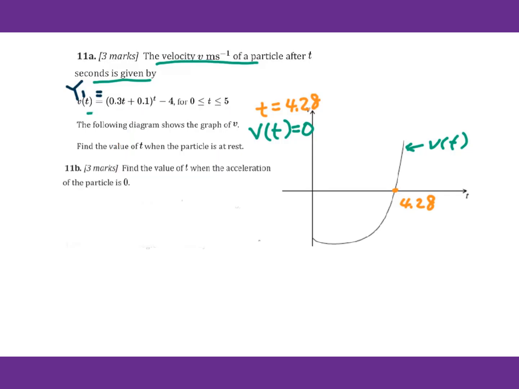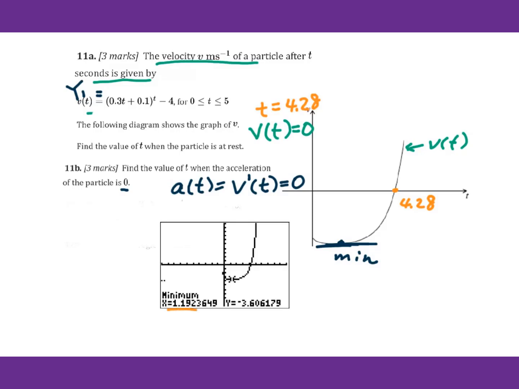Now let's go to 11b. Find the value of t when the acceleration of the particle is 0. Acceleration equals the derivative of velocity. We want this to equal 0, which means we need a minimum value here. So we go to the graphing calculator and get the minimum point. From the graphing calculator, you can get t equals 1.19.